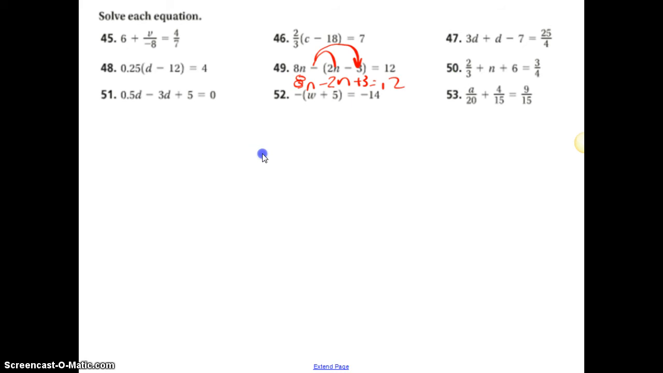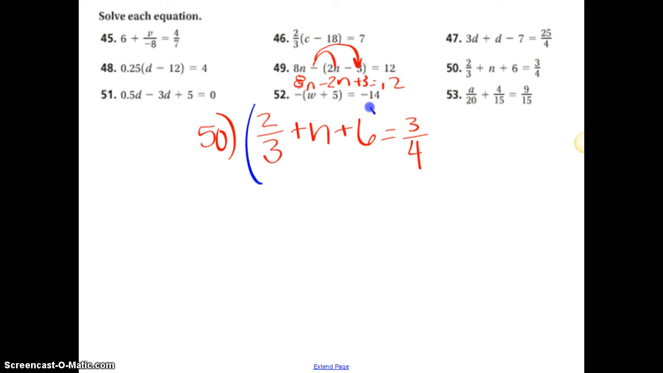However, then I hit number 50. I've got 2/3 plus n plus 6 equals 3/4. Now I see I've got two fractions. I can combine this, but because I've got two fractions, I'm going to take care of those first. So I look and I've got 3 and I've got 4. So what would be my common denominator? My good common denominator for that would be 12. So I'm going to multiply all of this stuff by 12, all of this stuff by 12.